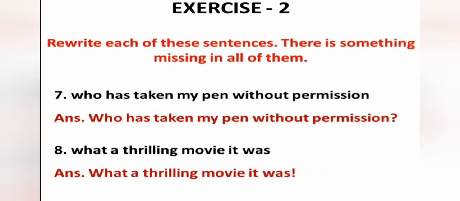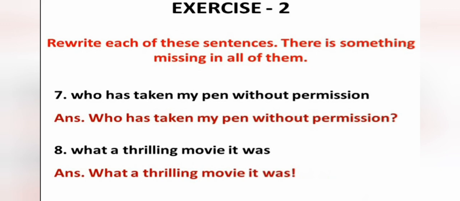Next, who has taken my pen without permission? Here we have the first error. We have to start this sentence with a capital letter. So W of who will be capital. And next, because this is a question type sentence, we have to mark question mark at the end.